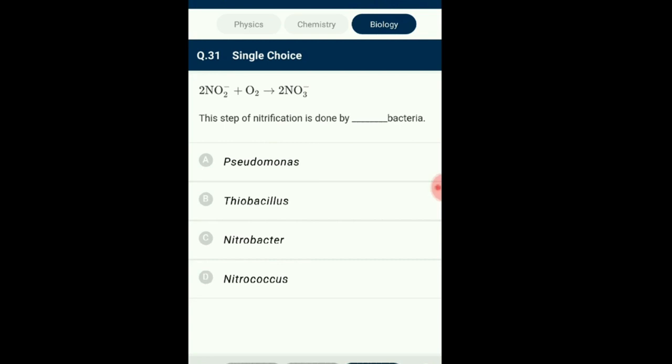The process of conversion of nitrogen to ammonia is termed as nitrogen fixation. Most of the ammonia is converted to nitrate by soil bacteria, where ammonia is first oxidized to nitrite by the bacteria Nitrosomonas or Nitrococcus. The nitrite is further oxidized to nitrate with the help of Nitrobacter. These steps are called nitrification, and the nitrifying bacteria are called chemoautotrophs. So the answer is option C, Nitrobacter.